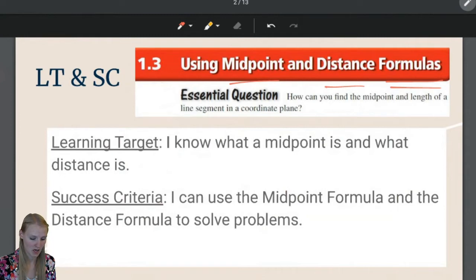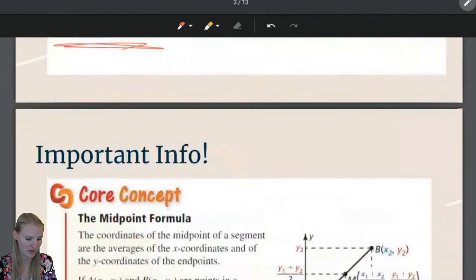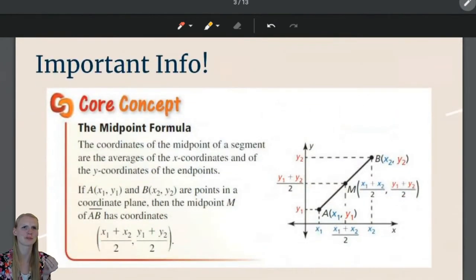So, you should remember what a midpoint is, and you're going to remember what distance is, because we talked about both of those things in the last video. And you're going to be able to use the midpoint formula and the distance formula to solve problems. So let's jump right into it. What is the midpoint formula?